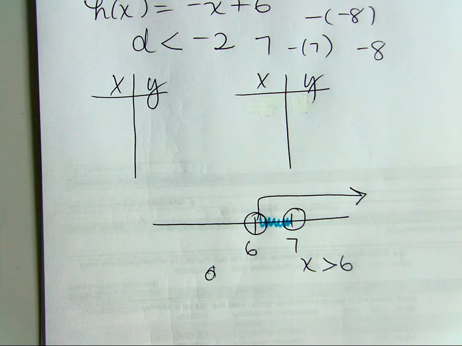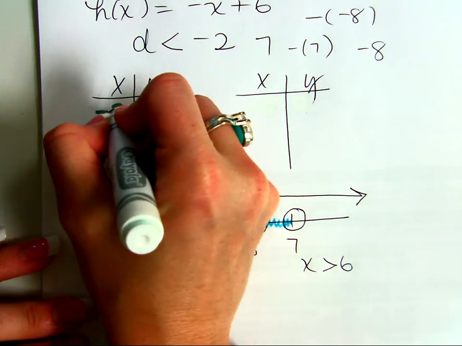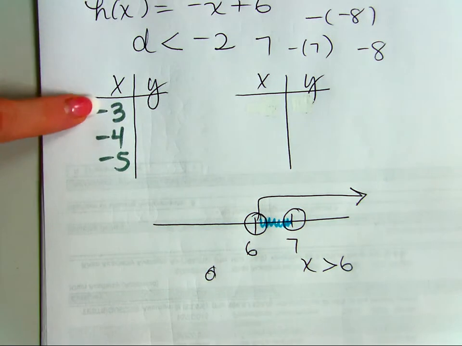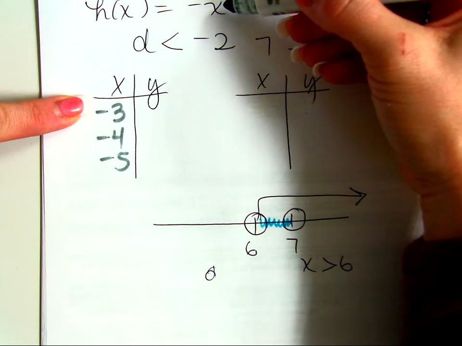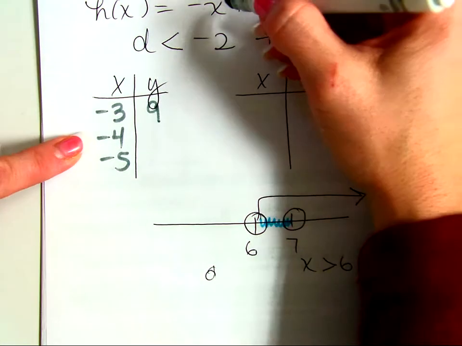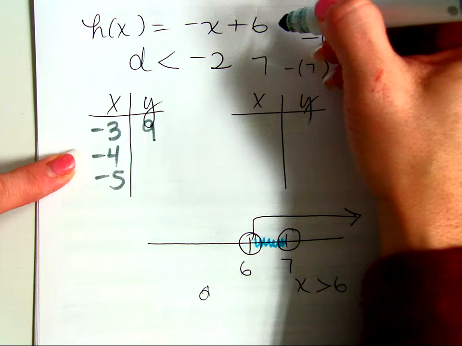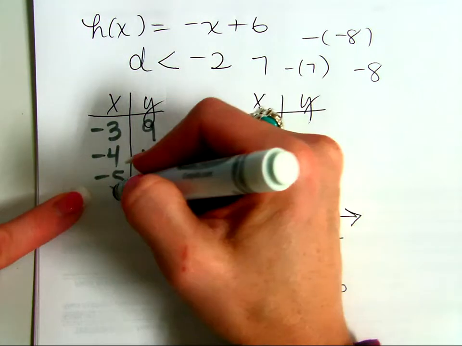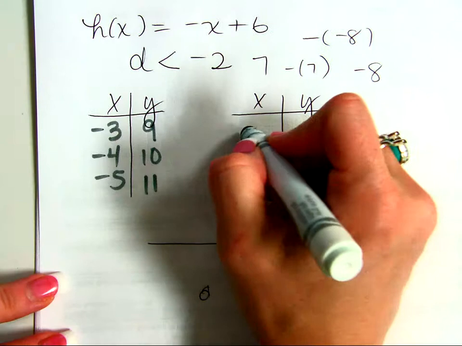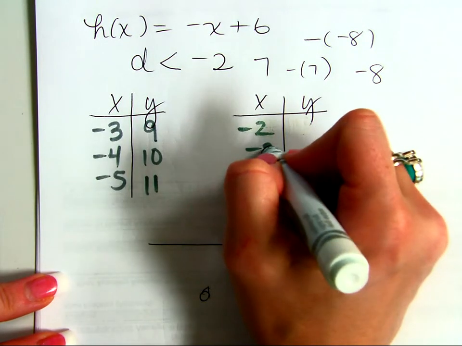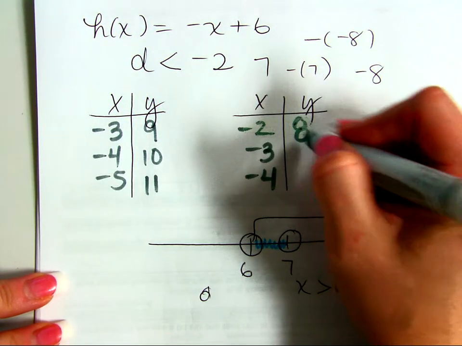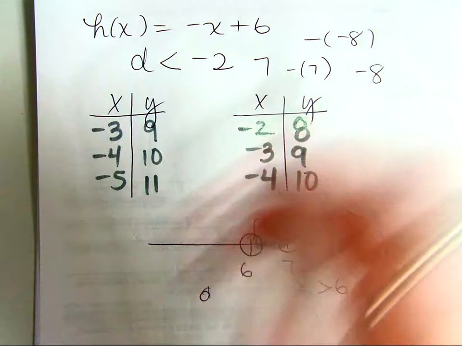Because let's just do this. You guys probably chose -3, -4, -5, right? Then did you say the opposite of -3 is 3, and 3 plus 6 is 9? The opposite of -4 is 4. 4 plus 6 is 10. The opposite of -5 is 5. So, you got that, right? Versus -2, -3, -4. So this would be 8, then 9, then 10, right? Okay, so let's look at the difference.